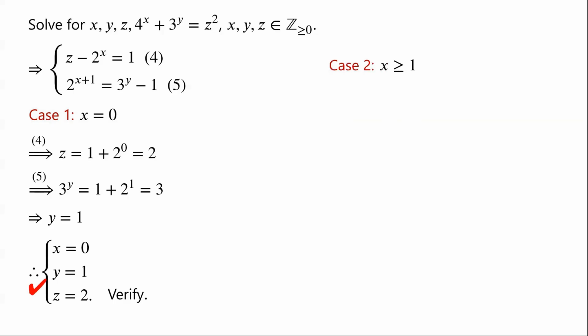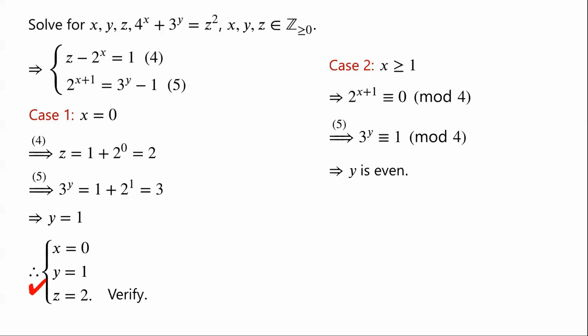Case 2, x is greater than or equal to 1. Then 2 to the power of x plus 1 is congruent to 0 modulo 4. From equation 5, we know that 3 to the power of y is congruent to 1 modulo 4. So y must be even. We let y equal 2m, where m is a non-negative integer.